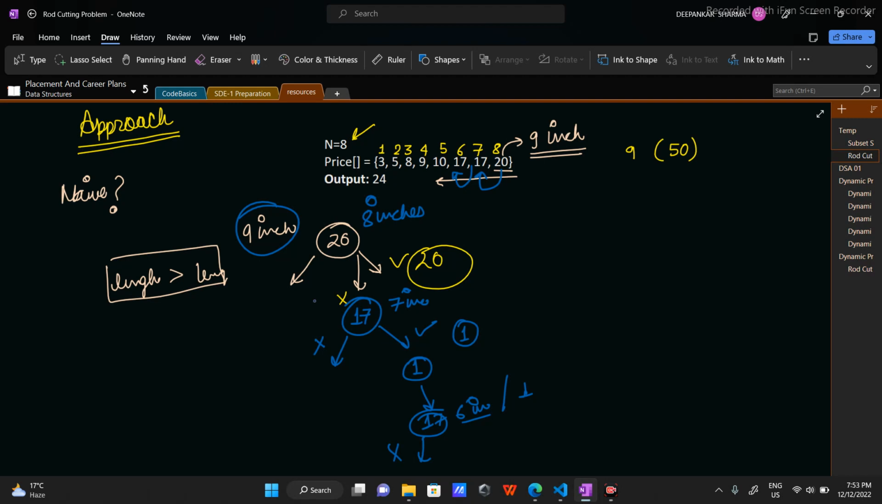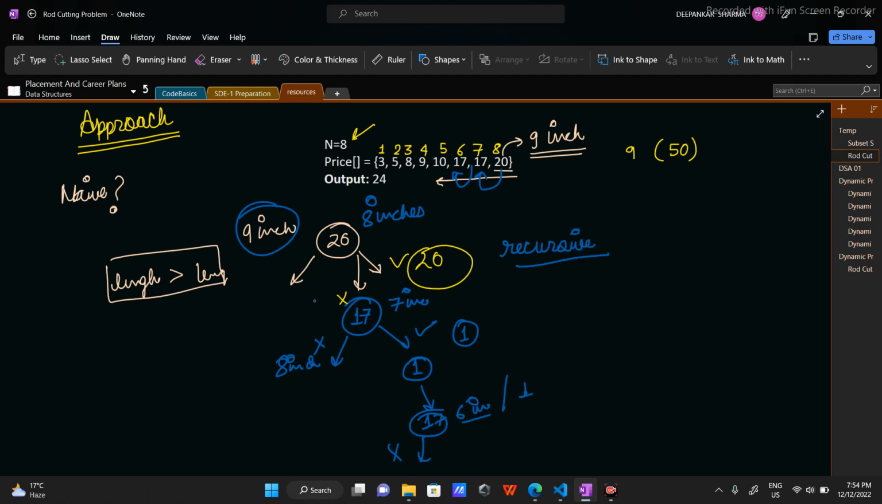But if I traverse down this portion, I did not include the 7 inches piece. Again, I am left with 8 inches, and I have the choice to include this 6 or not. Got it? This is what I was talking about. And again, see what's happening here: this is a recursive tree.